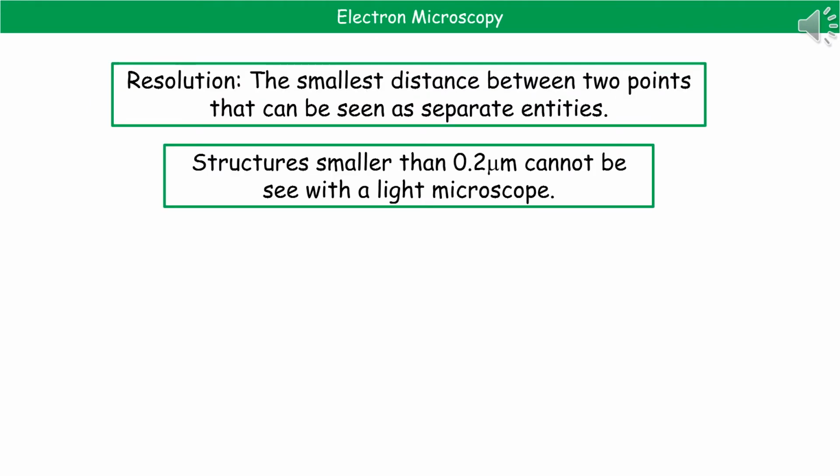The second type of microscopy is electron microscopy. And we need to know a key definition here for resolution, which is the smallest distance between 2 points that can be seen as separate entities. Reason we use an electron microscope is because the light microscope won't let us see structures smaller than 0.2 micrometers.